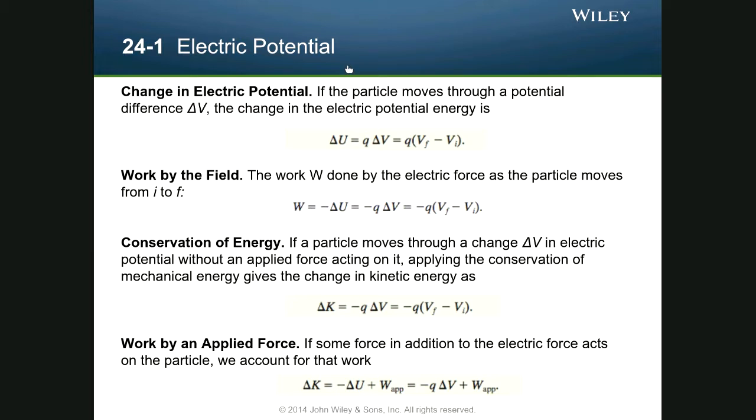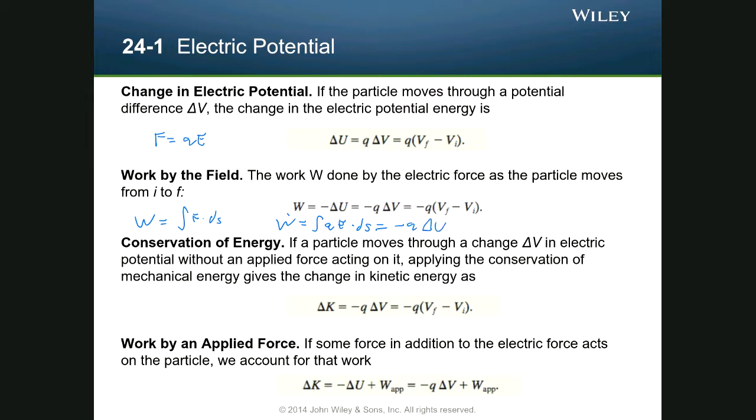Now, let's go forward. Work, if you remember, fundamentally is equal to the line integral of the force F dot ds along a path, from initial to final. So if we recall that the force is equal to qE, the work becomes the integral of qE dot ds. And on the other side of the equation, we have minus q delta V.